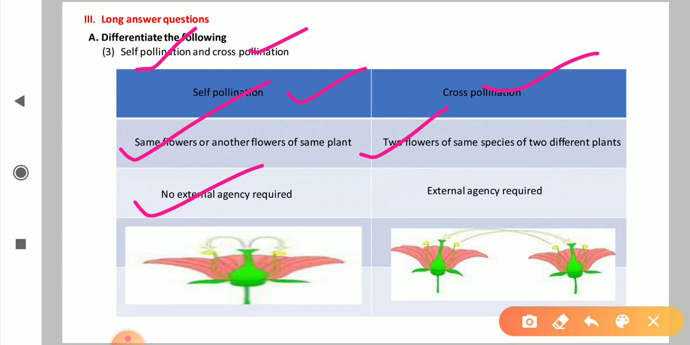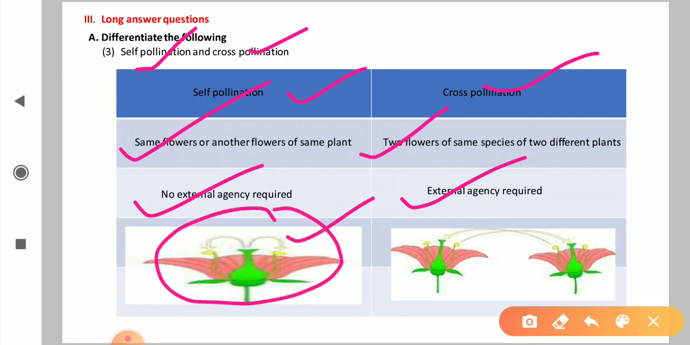But in case of cross-pollination, an external agency is required, such as air, water, insects or anything else. So this is the diagram of self-pollination. Here look, this is only one flower. This shows the transfer of pollen grains from the anther to the stigma.